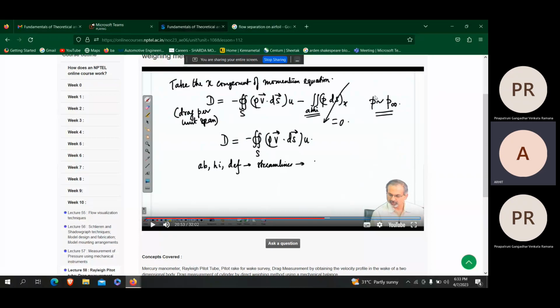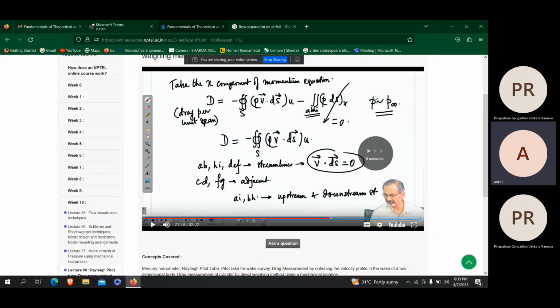Okay, sir. Mostly the difference will come on the airfoil only. Then after that, sir, the professor has found that V dot dS is equal to 0 for streamlines. That's for streamline.